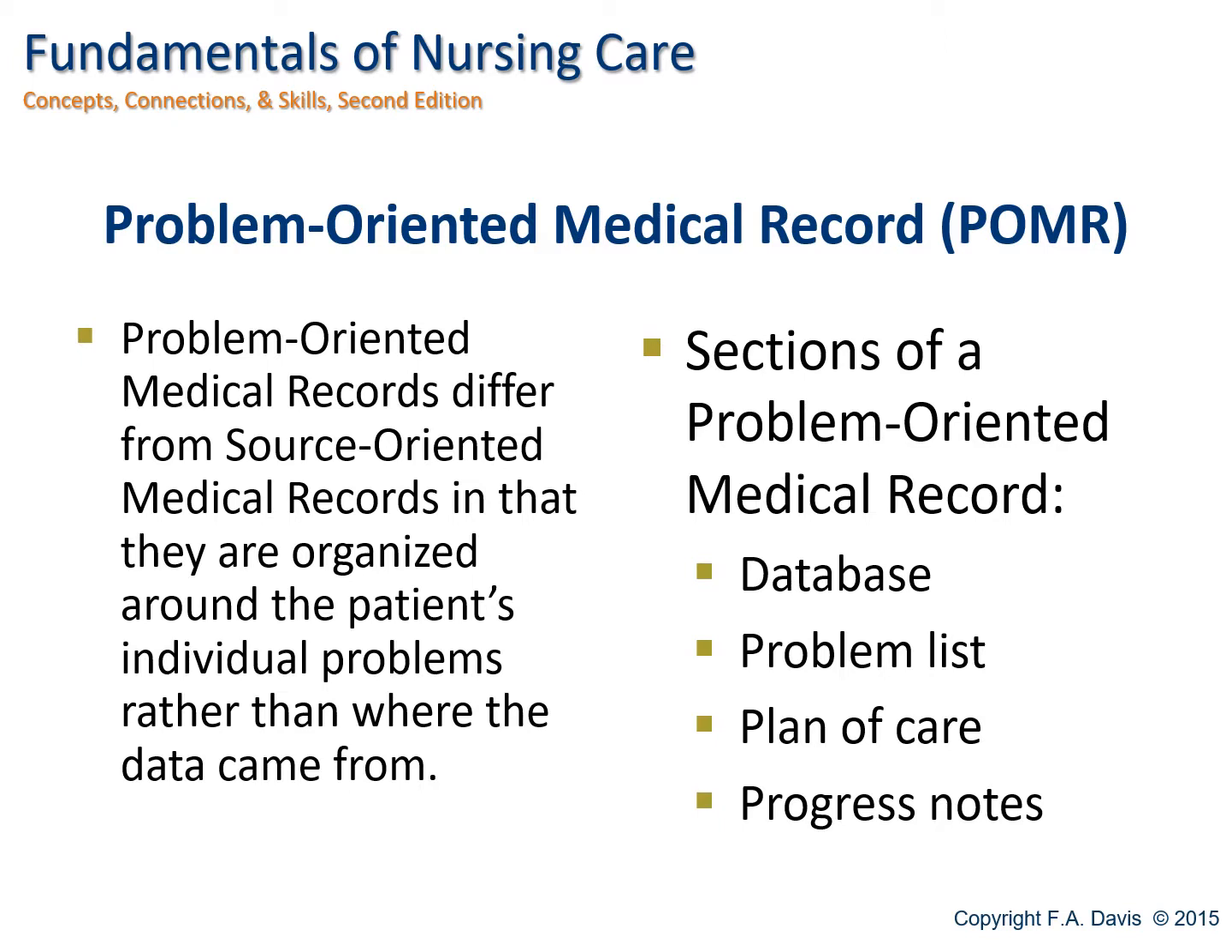Problem-oriented medical records differ from source-oriented in that they are organized around the patient's individual problems rather than where the data came from. So the sections of a problem-oriented medical record are the database, problem list, plan of care, and progress notes.